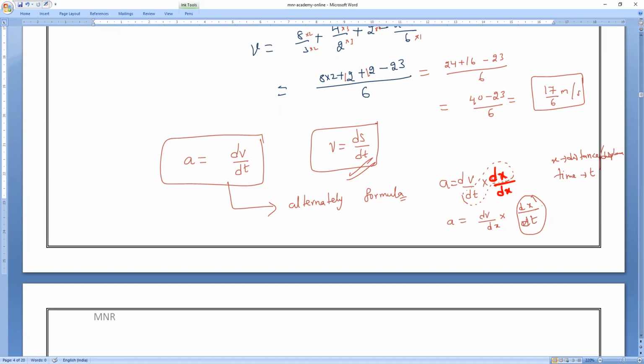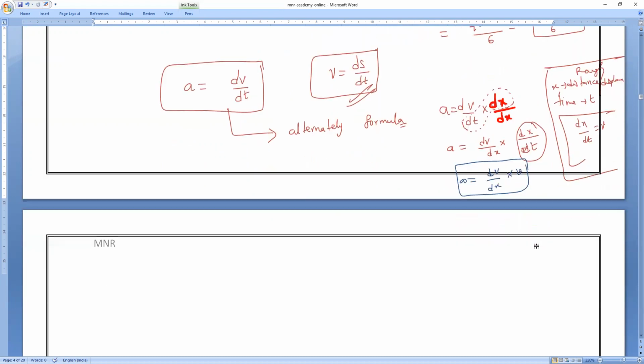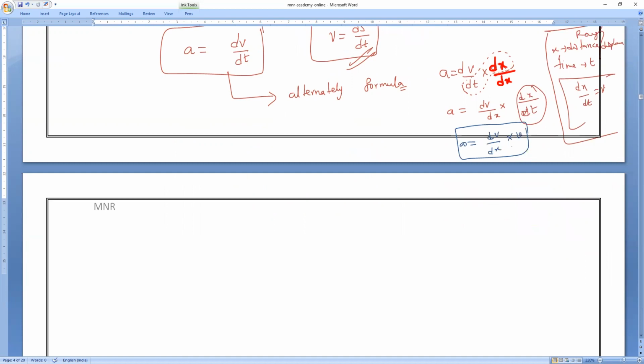So can I write dx by dt is equal to velocity? It is a rough form. Now observe very carefully. In place of this, I can write a is equal to dv by dx into v. Is it right or wrong? Will you all accept it? If you want to find the velocity, velocity will turn into what? Velocity is equal to a dx by dv.